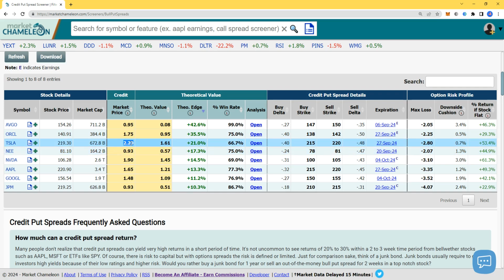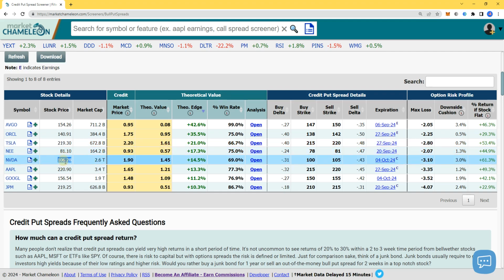They moved up today. You collect, price 219, just for the example, and you collect 220 bucks compared to 160. This is your 21% extra edge, 66% win rate. And it tells you to sell the 220 and buy the 215. I don't like it because you still need the stock to go above 220. It's up to you. You got Nvidia in here, 106, and you collect 190 compared to 145, 69% win rate. You sell the 105, you buy the 100 for October 4th. Okay, and there's a lot of options here.